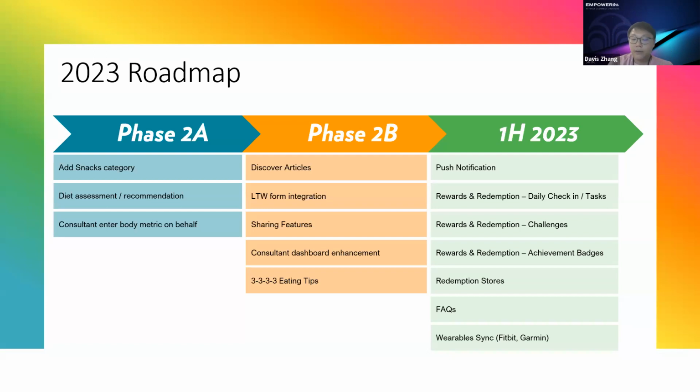We'll be adding in FAQ sections. And then of course, just now I mentioned wearable device sync. We are looking at Fitbit, Garmin. Just now I also saw one request for Amazfit from Huawei potentially. So this is what we will be expecting in the first half of 2023 for the TR90 app.